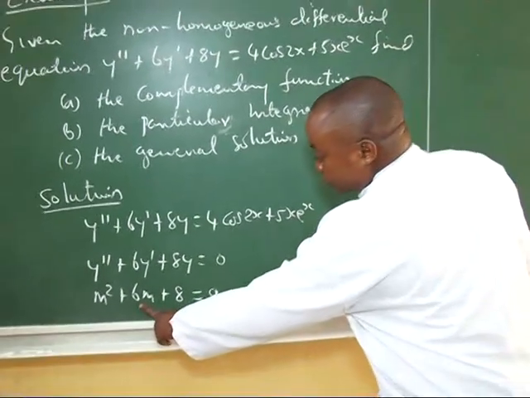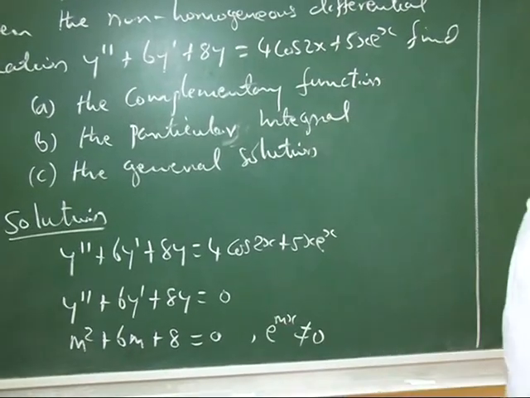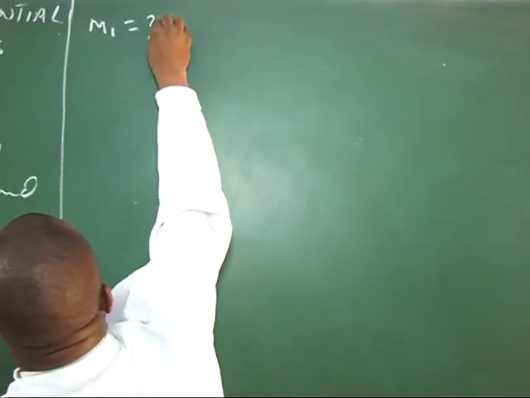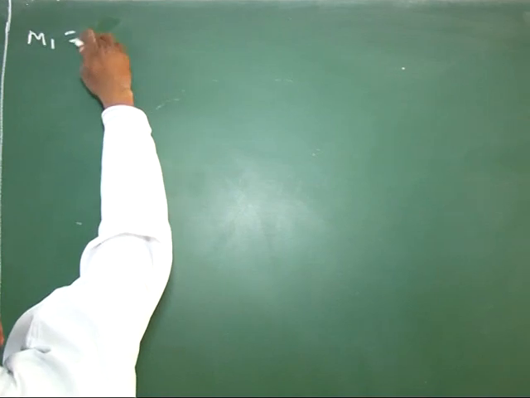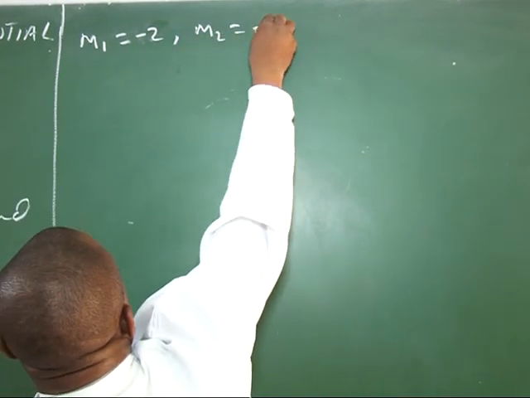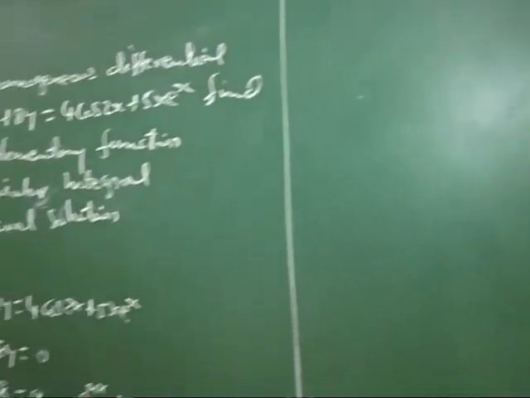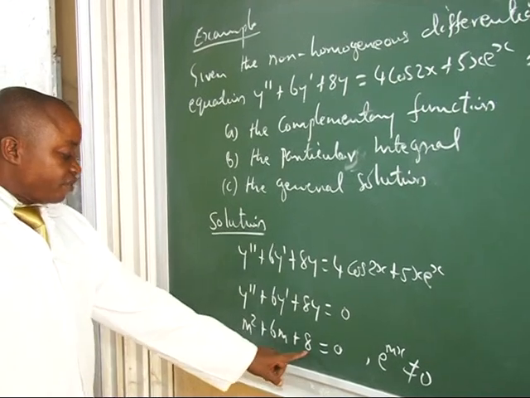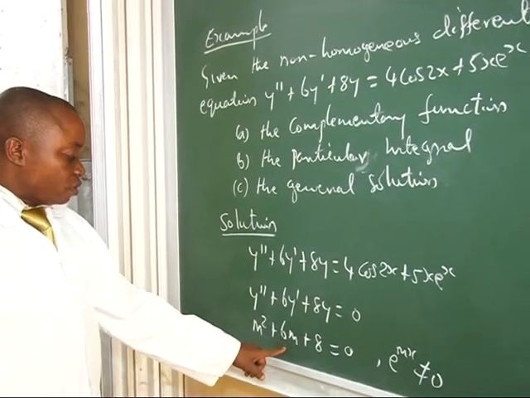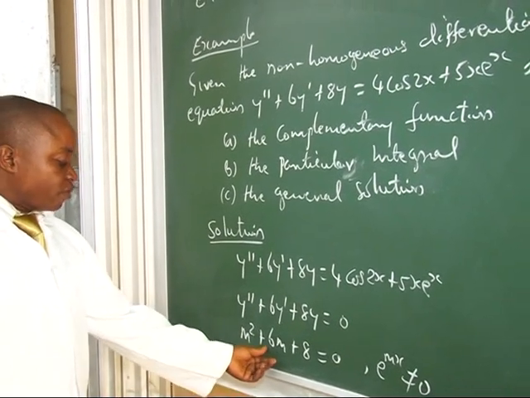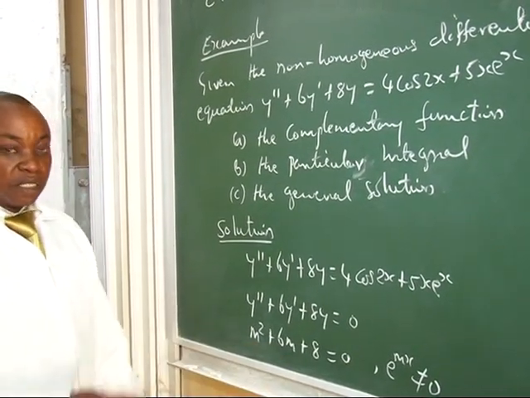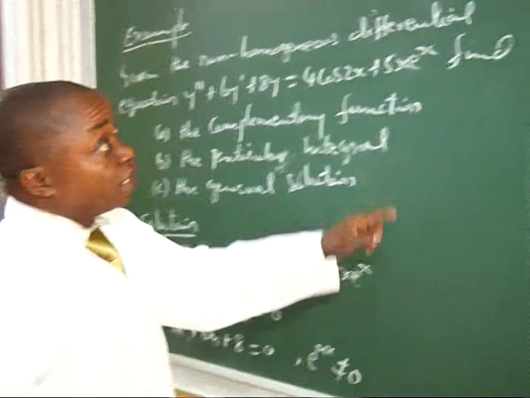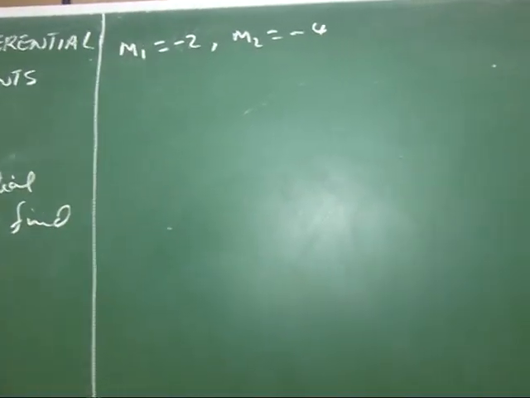Now, if we solve this, we'll have that m1 is equal minus 2 and m2 is equal minus 4. That is because two numbers that when we add we have 6 and when we times we have 8 will be 2 and 4. So if 2 and 4 are the numbers, then the roots of this equation are m1 is equal minus 2, m2 is equal minus 4.